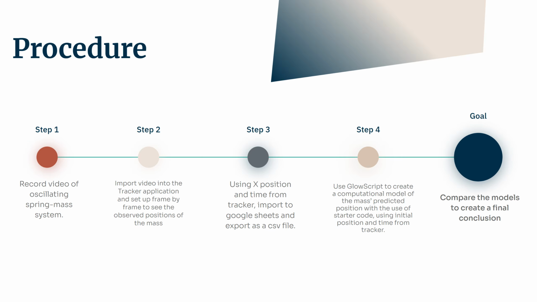Then use GlowScript to create a computational model of the mass's predicted position with the use of starter code, using initial position and time from Tracker, as well as the CSV file from earlier. And the goal is to compare the models and create a final conclusion.